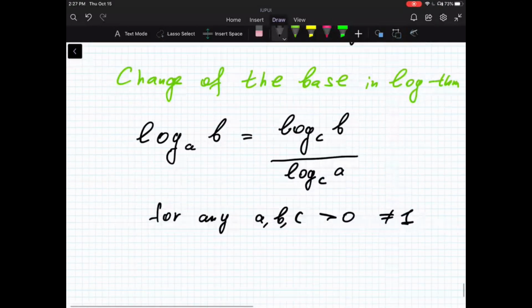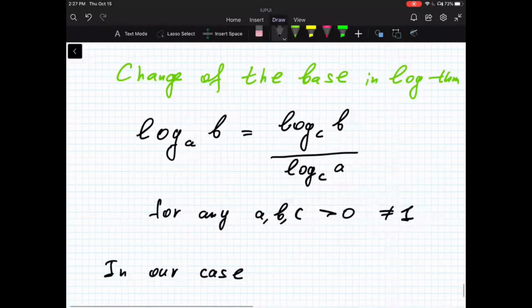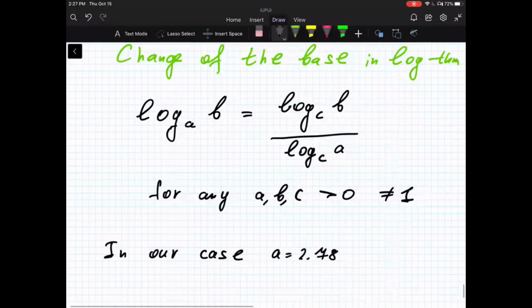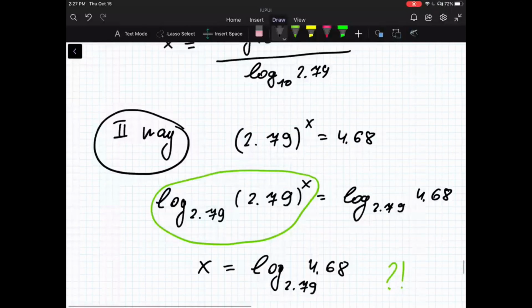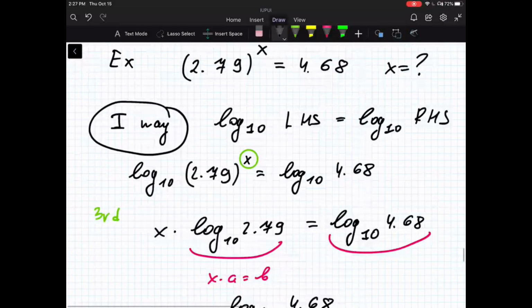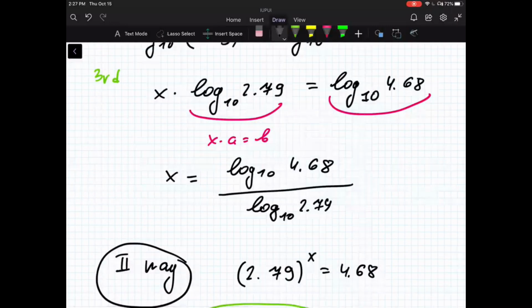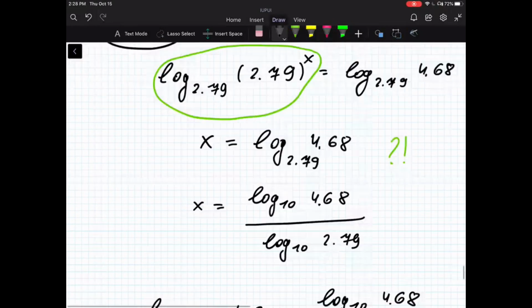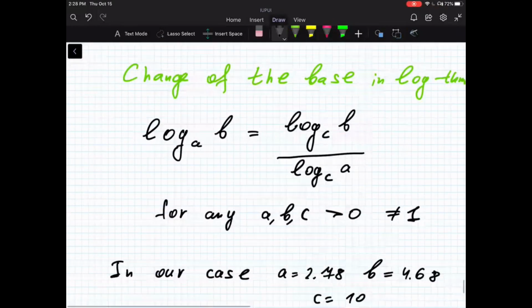So in our case, a was 279, b was 468, and we choose c equals 10. Because remember, for some reason, I chose logarithm with base 10 when I solved it in the first way. But again, I could choose any base, say logarithm with base 5, with base 200, whatever, and I will get the same answer, but the base would be different. And this theorem proves that, in fact, it doesn't matter what the base is.